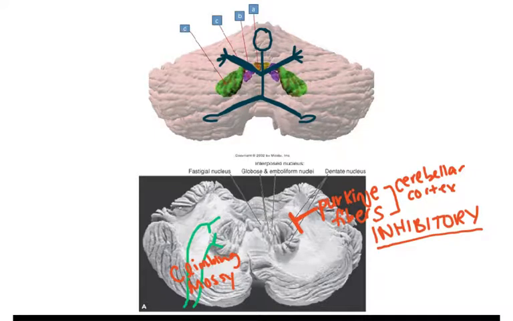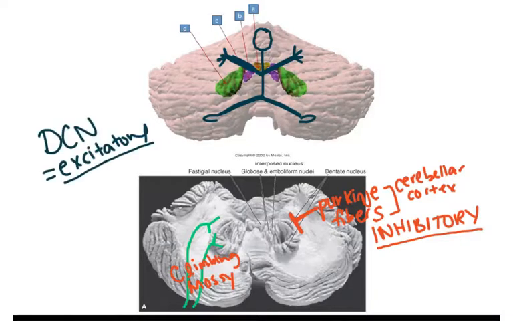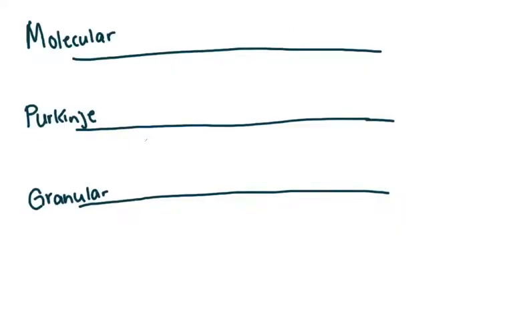So while the Purkinje fibers are the sole output from the cerebellar cortex and they are inhibitory, the deep cerebellar nuclei are the sole output from the cerebellum and they are excitatory. So first, let's just take a look at how the climbing fibers and the Purkinje fibers all interact to excite and inhibit the deep cerebellar nuclei.